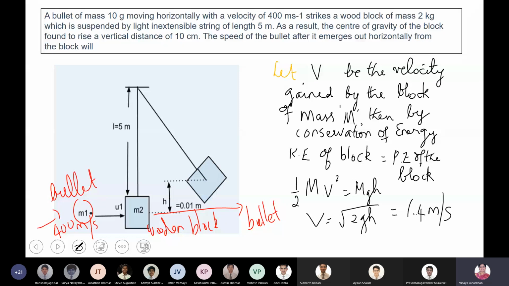Now, while the bullet is passing through the wooden block, it transfers some energy to the wooden block. The wooden block was initially at rest. So now what is happening is that the wooden block is gaining some velocity and it moves to a position. So initially it was.